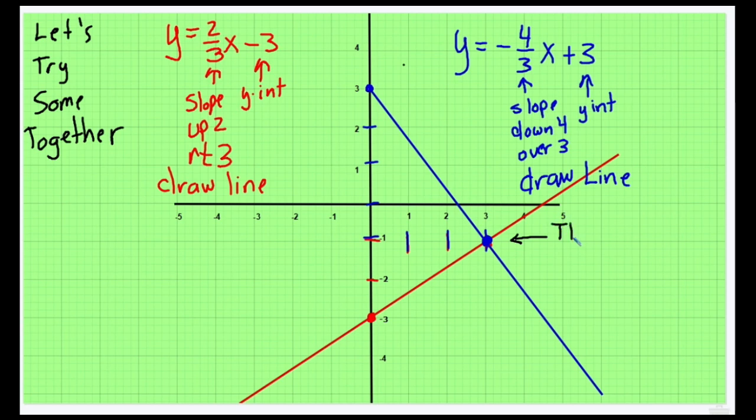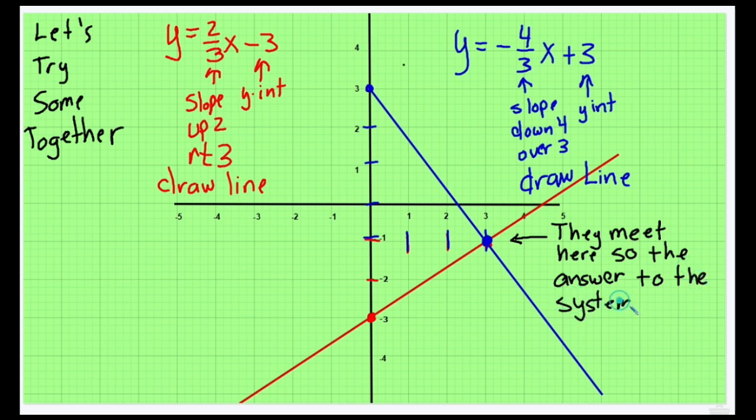This point right here is the solution to this system of equations that we figured out by graphing. They meet at 3, -1. So that is the answer to this system of equations. And if you put 3 and -1 back into both equations, they will make them true, which means they answer both equations, and that gives you the solution.